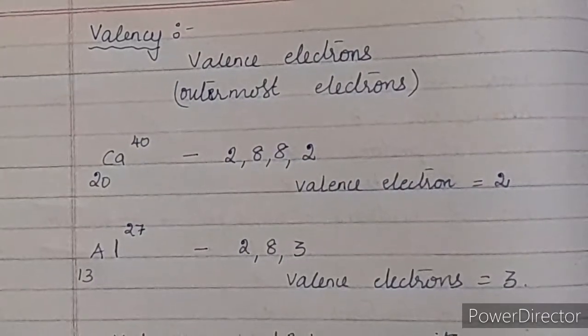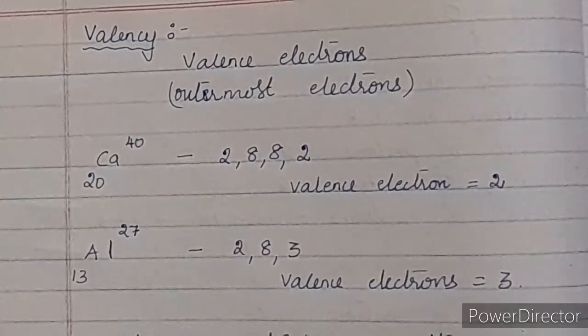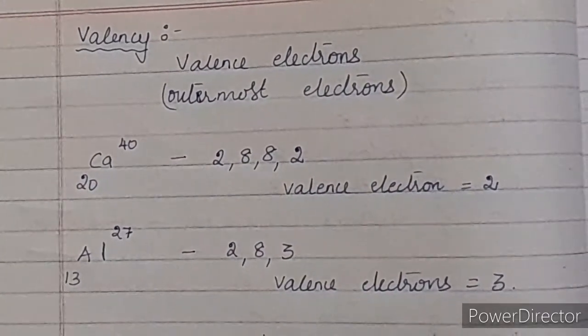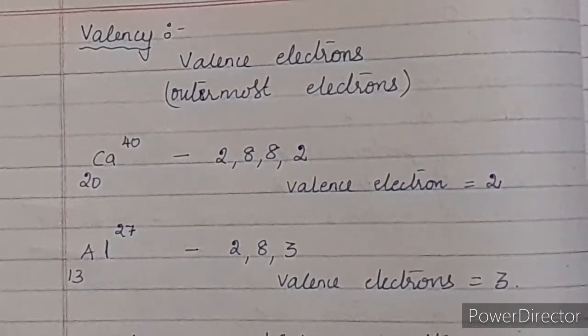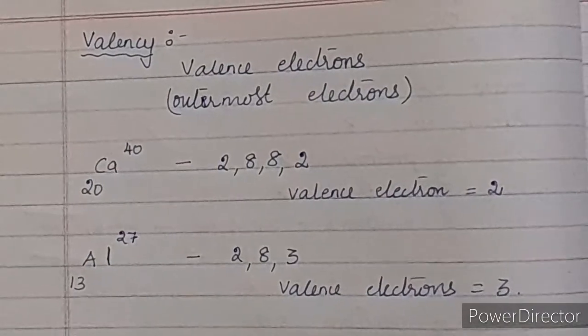Now let's see what is valency. Valency is nothing but the combining capacity of an element, or it is equal to the number of electrons that take part in the chemical reaction.